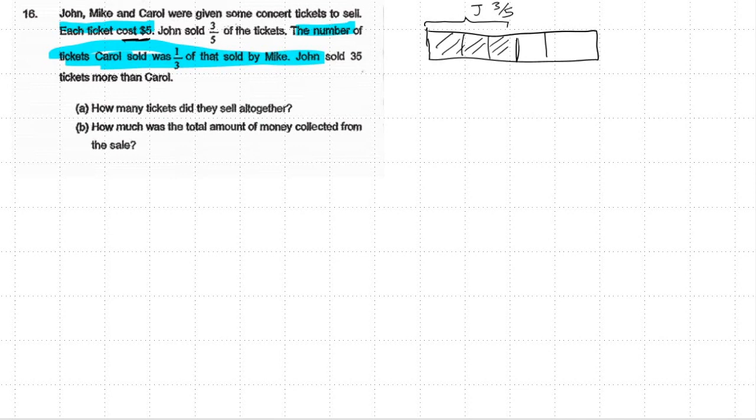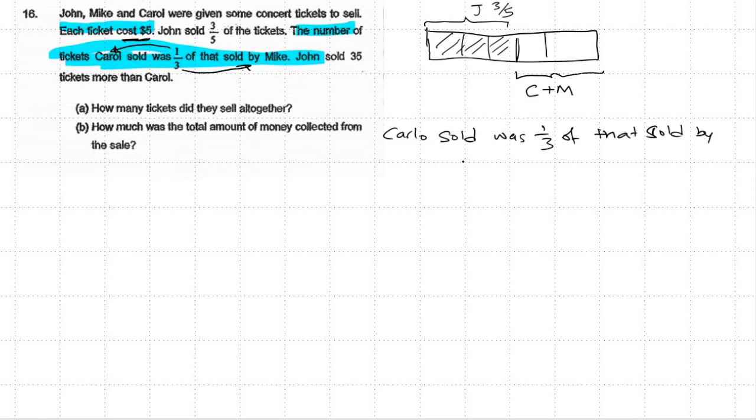First, if this is sold by John, this whole thing here is what? Carol and Mike, correct? But here it says that Carol sold 1 and then Mike sold 3, correct? Let me put here, Carol sold was 1/3 of that sold by Mike. So here Carol is 1 and then Mike is 3. Very easy here, right?